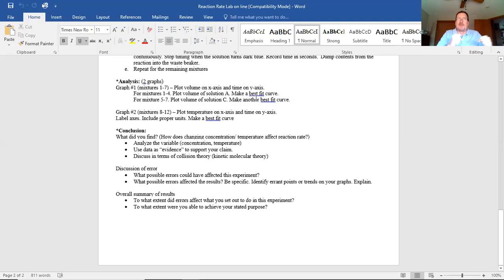You're really going to have two different best fit curve lines. I shouldn't say best fit, but as it says, it didn't say best fit curve, but a curve that tries to incorporate most of the points like a best fit line. Because your first four mixtures, you're plotting the volume of A, it's 2.5, 5, 7.5, and 10 against time. And then for 5 through 7, you're going to be plotting C.